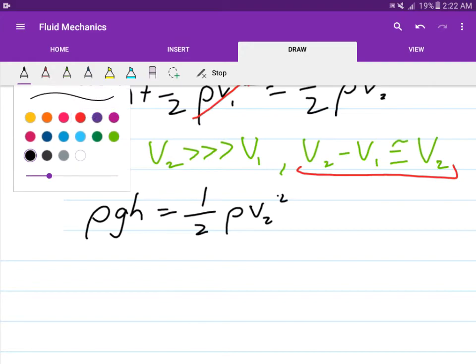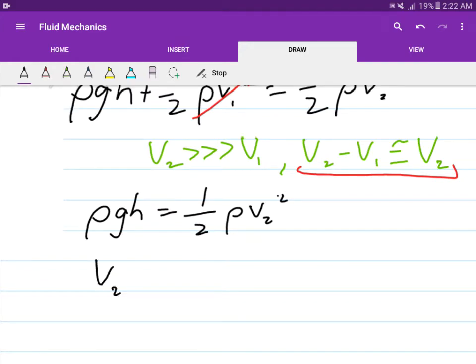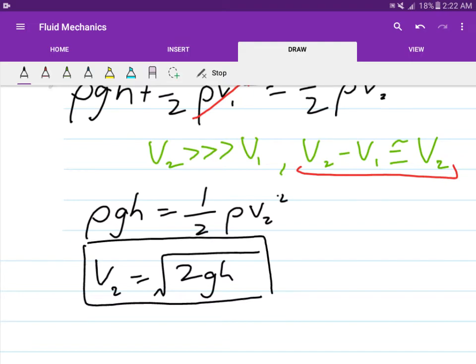We can solve for the exiting velocity v2, which is equal to, rho cancels out, and if we take the square root, it will be square root of 2gh. So this is a special formula. This is called Torricelli's law.